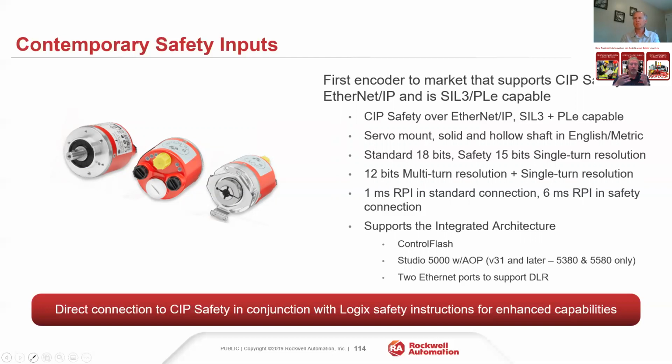We have position, we can have speed based on how fast that position is changing, acceleration, etc. Right? So we can gather that information over the network and make decisions based on that and do various things in our applications. And it is, as you see there, the first encoder out that is CIP safety over EtherNet/IP, SIL3 PLe capable.